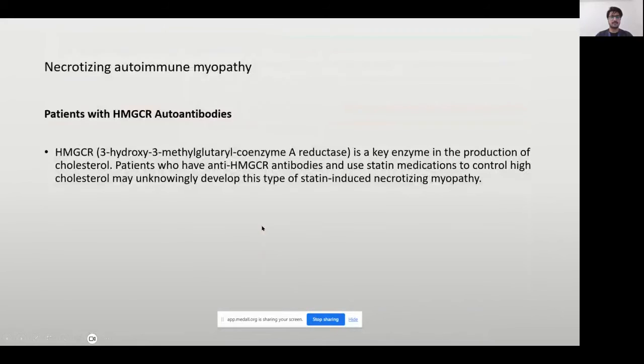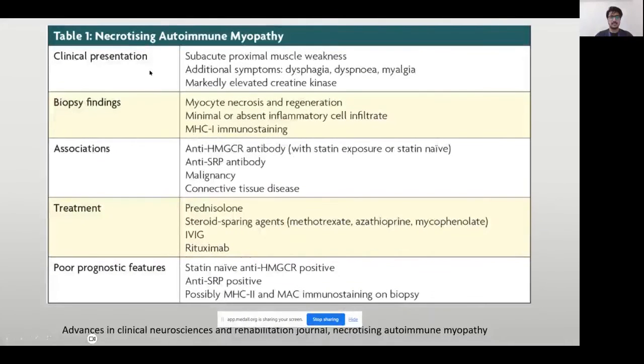And then, in necrotizing autoimmune myopathy, there are some tests or associations that need to be done. For example, these patients are very prone to have HMG-CR antibody positivity if they are statin exposed. These patients are known to have anti-SRP antibody positivity. Some of these patients also have an associated malignancy, or they are associated with connective tissue diseases. So these were our four main objectives to rule out in this case, following the biopsy result showing necrotizing autoimmune myopathy.